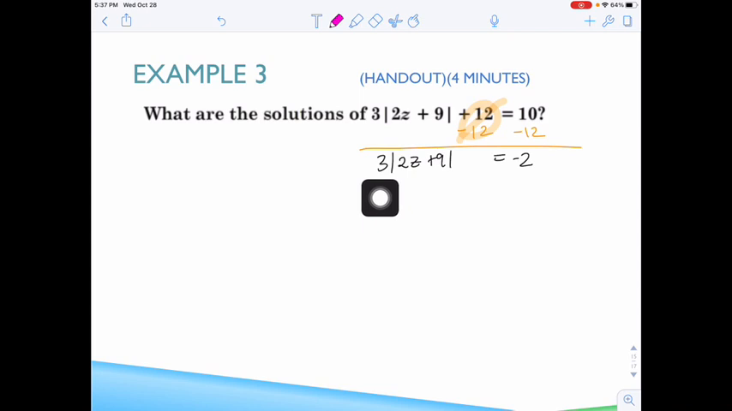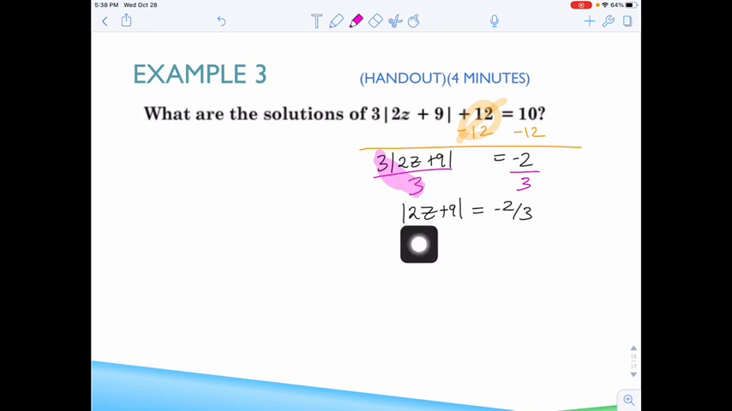We still need to get rid of this 3, so we have 3 times the absolute value, and we're going to get rid of the 3 by dividing both sides by 3. 3 divided by 3 gives us 1, so we bring down just our absolute value of 2z plus 9 equals negative 2 divided by 3, which is negative 2/3.